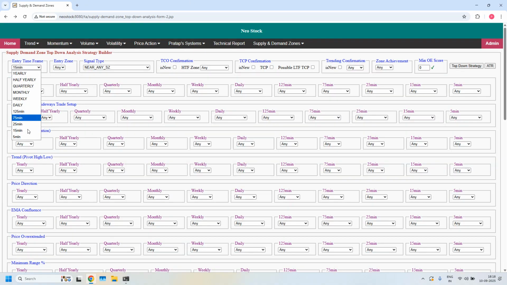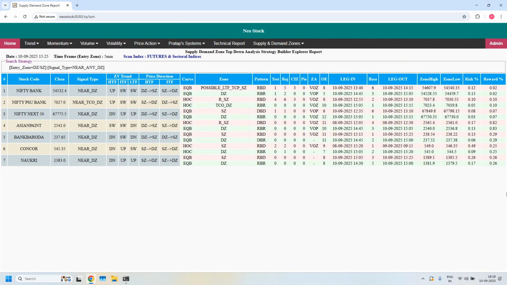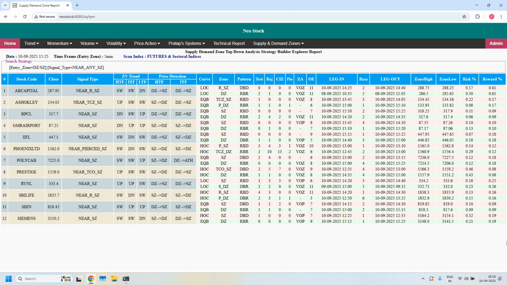Next time frame is 5 minutes. Stocks near the 5 minutes demand zone, we got 7 stocks. Next, stocks near the 5 minute supply zone, we got 12 stocks. So we have completed finding the stocks near demand and supply zones.